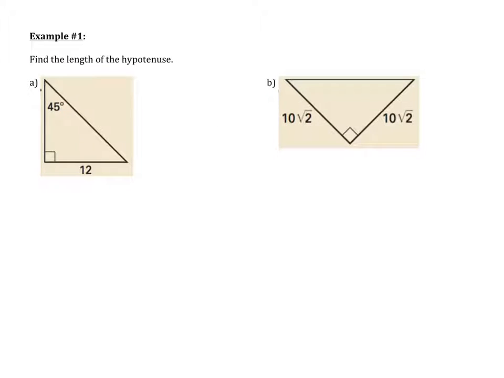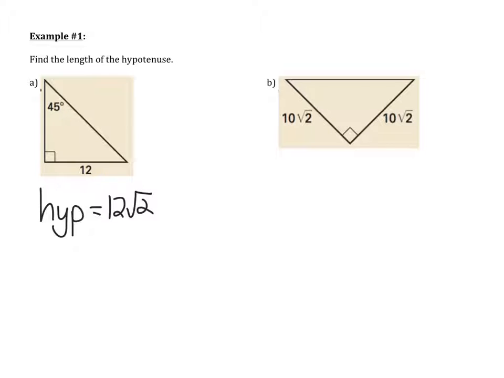So here's example number 1. Find the length of the hypotenuse. So here's part A. They give us in part A that the leg is 12 and we have a 45 degree angle. If it's 45 here and 90 here, it has to be 45 here. So again, we have a 45, 45, 90 triangle. So again, the leg is 12, so that means that this leg is also 12, and we would know that the hypotenuse, the side that is longest and that is opposite the right angle, is the length of the leg times the square root of 2. So in this case, the hypotenuse is 12 times the square root of 2.